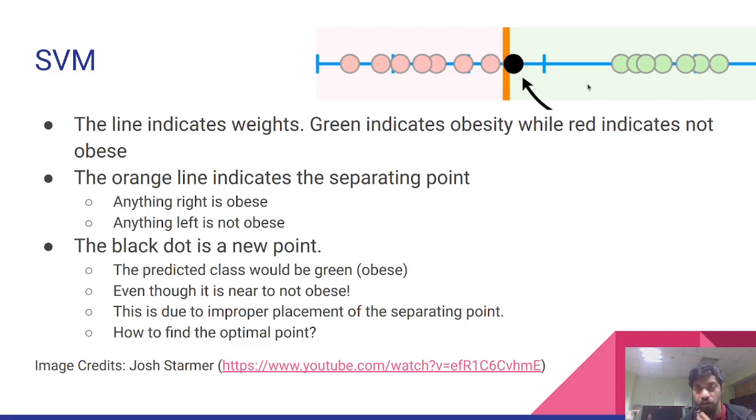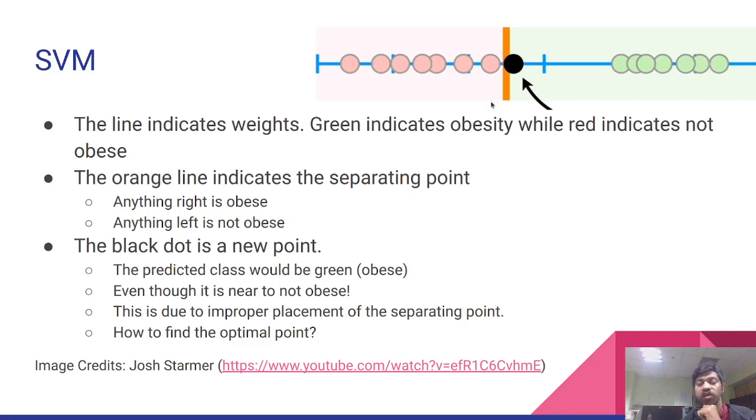But is it really so? See, this point is very near to all these points, and these points are much farther away. So does it make sense to put the point here? Because this point is so near to this group, it makes sense to call it not obese, right? Because these other points are so much farther away from this group.